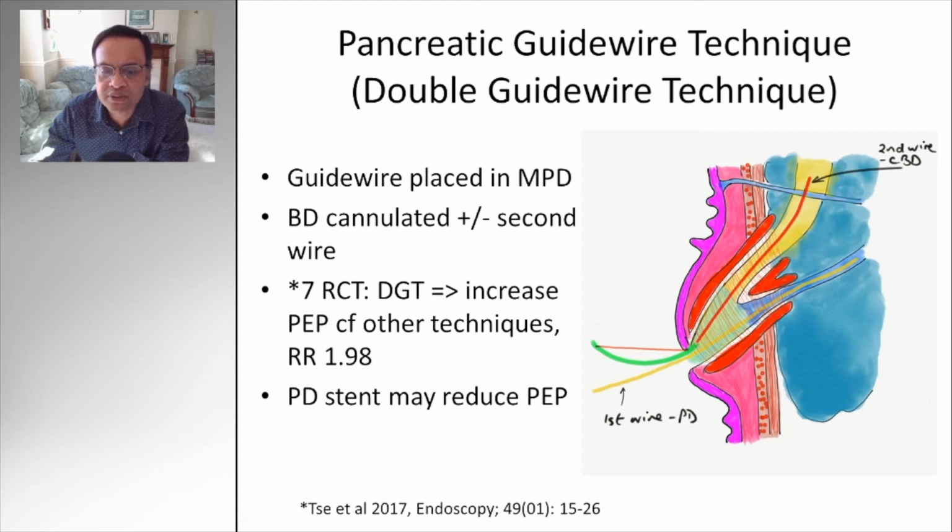A meta-analysis by C et al. in 2017, looking at 7 randomized controlled trials, showed that the double guidewire technique increases the post-ERCP pancreatitis rate with a relative risk of 1.98. Hence, if we use this technique, then it is recommended that a pancreatic stent is inserted afterwards so as to minimize the risk of post-ERCP pancreatitis.